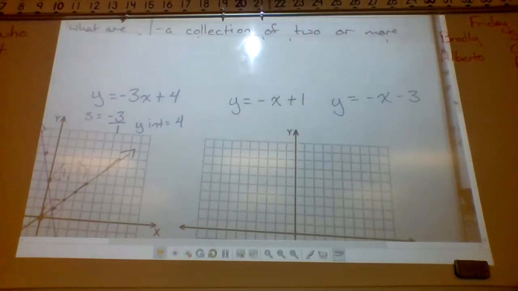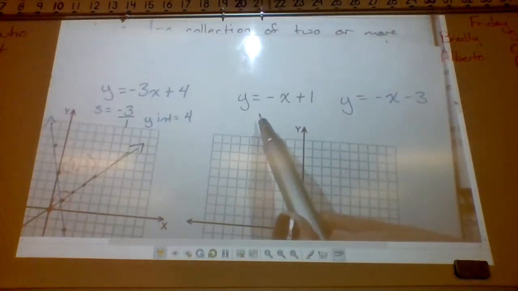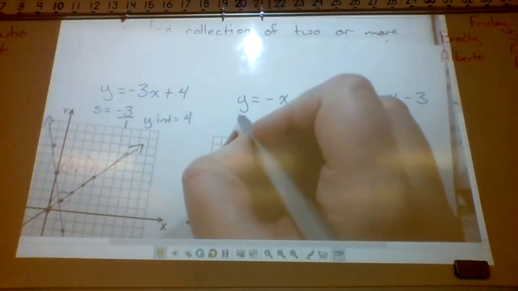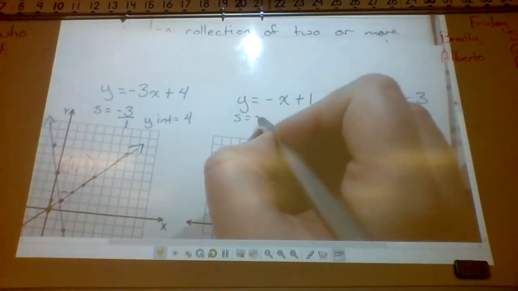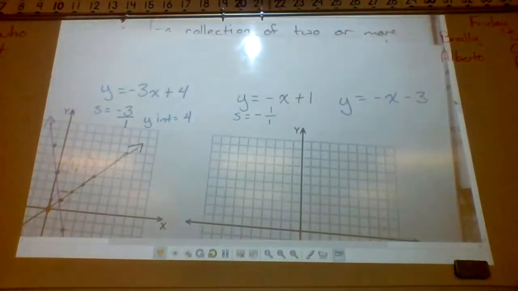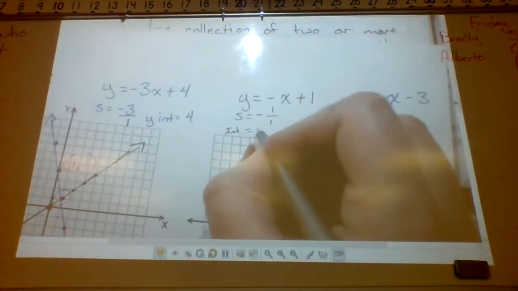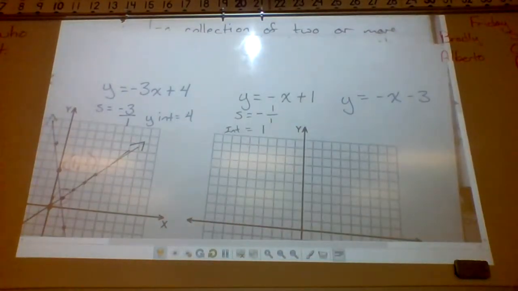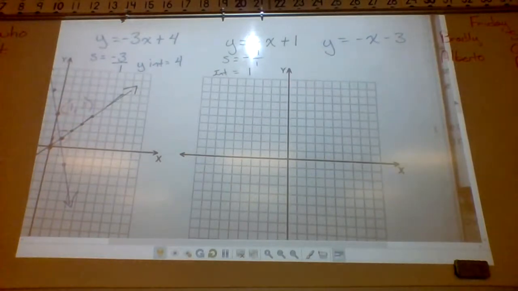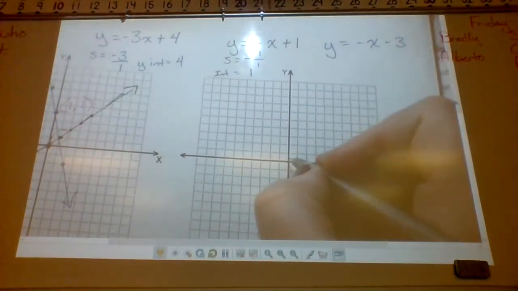Okay? First, slope-intercept form. What is the slope? Negative 1 over 1. What is the intercept? 1. So where do we start? Up 1. Up from where? From the origin. From the origin, go up 1.